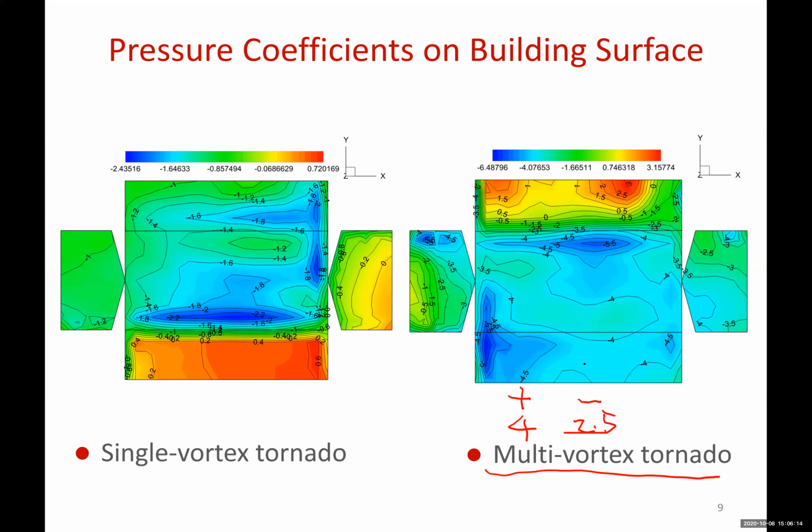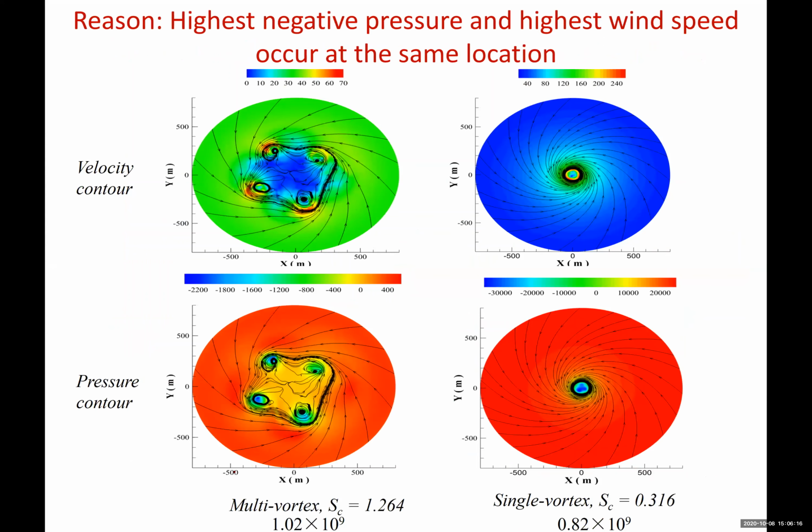What causes this? This is because in the multi-vortex tornado, significant atmospheric pressure drop does not occur at tornado center. Instead, it occurs at the center of each subvortex, which is very close to the location of the highest wind speed. That is to say, the worst loading scenario should be the superimposition of atmospheric pressure drop and the highest wind speed. On the contrary, in the single vortex tornado, superimposition may not be that important.